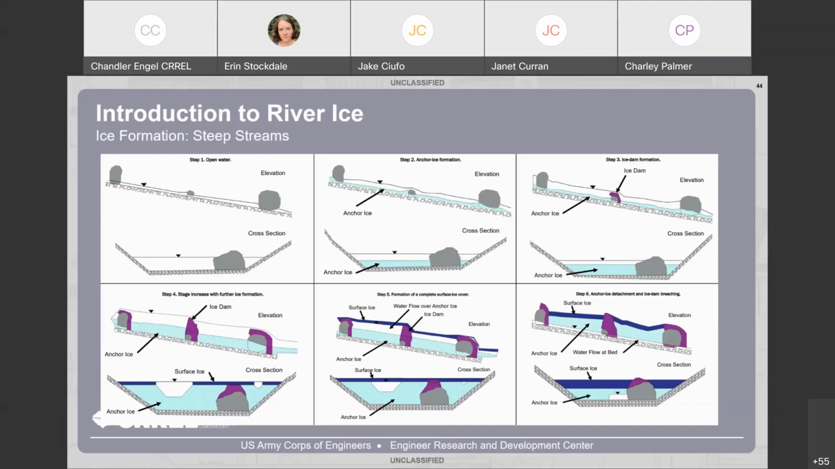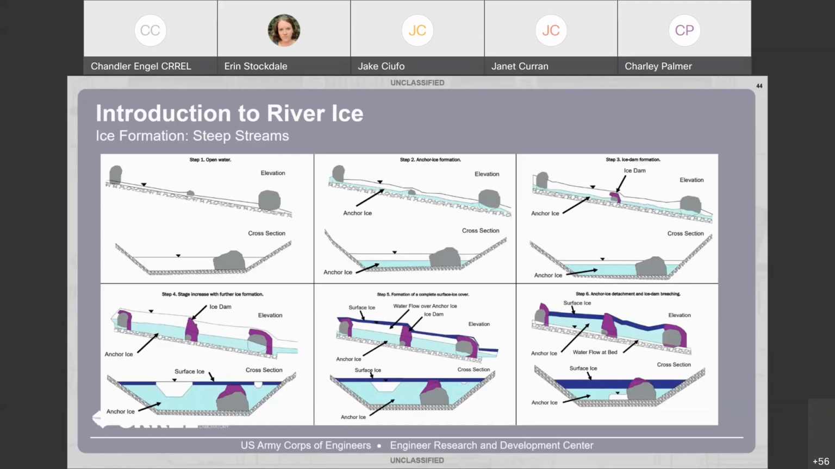anchor ice to form. The stage rises in the channel, although the flow didn't increase; it might actually be decreasing due to recession. The anchor ice raises the effective bed surface, and the water flows on or sometimes around that. In step three, we see the initial formation of ice dams as water cascades over cobble and boulder steps in the channel. You can start to see this accumulation of ice on the face of those.